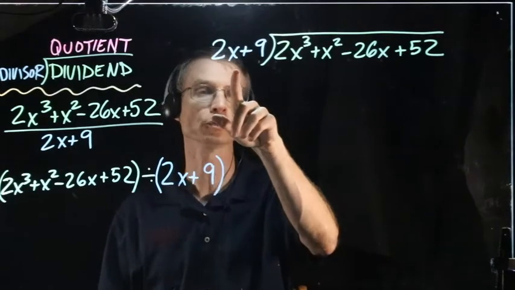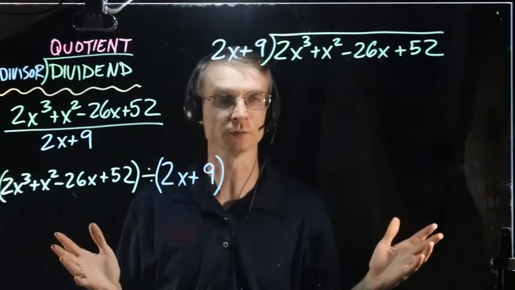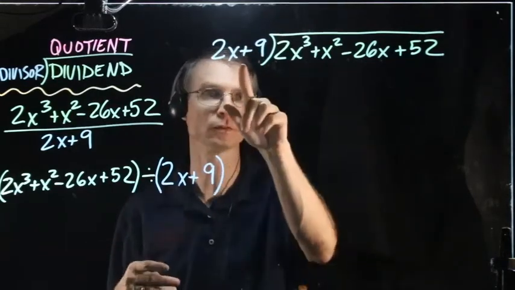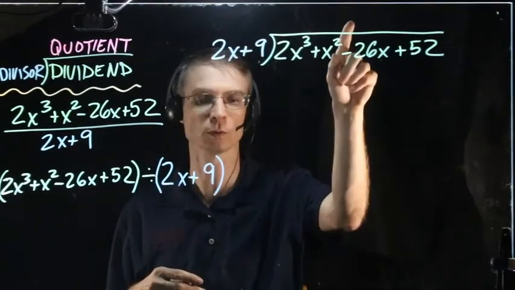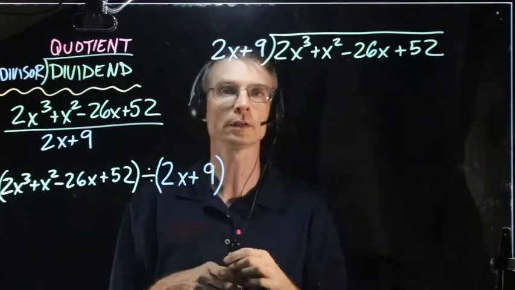Okay, now when you're solving the problem, you're going to want to write it this way, just like an elementary school long division problem, where you have the divisor out here, the dividend out here, and the quotient's going to be up here. So let's go ahead and get this started.